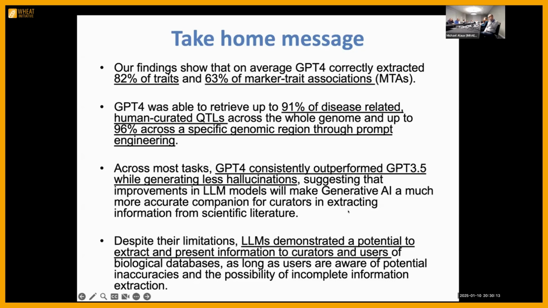So GPT-4 is definitely better than 3.5, consistently, though not in every test. So LLMs demonstrate the potential to extract and present information. So it's upcoming. I think that we will use its power more often in the future.